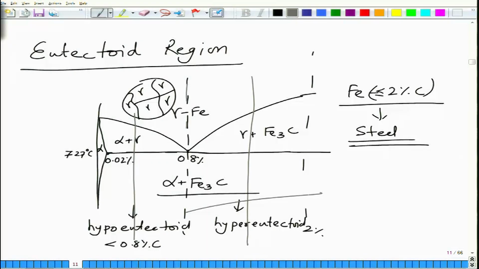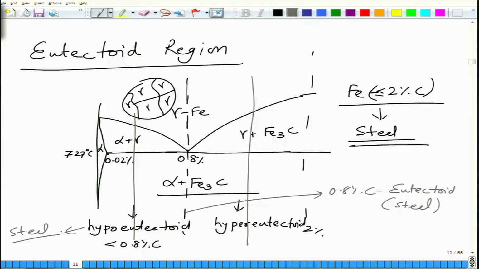So, what you have here is this composition, 0.8% carbon, which is called eutectoid steel. Then we have less than 0.8%, which is called hypoeutectoid steel, and then steel between 0.8% and 2% is called hypereutectoid steel. It is these three kinds of phase distributions which are important from the perspective of engineering applications of this alloy.